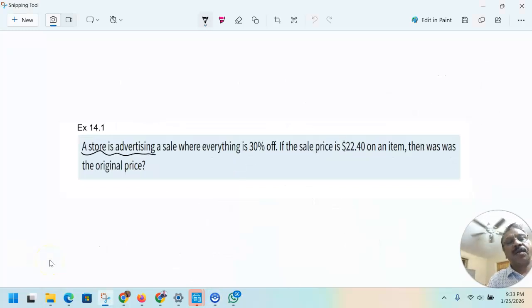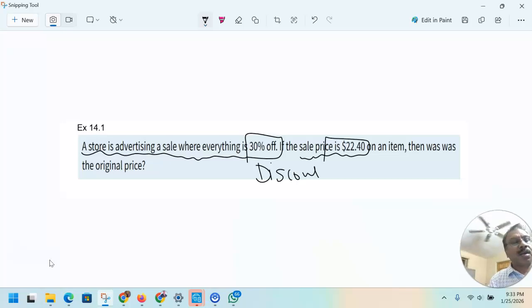So a store is advertising a sale for everything that is 30% off. So that is a discount, right? We did a problem like this, but here the sales price is given as 22 point something on an item. I think there's a mistake. What was the original price? So they want to know what the original price is.